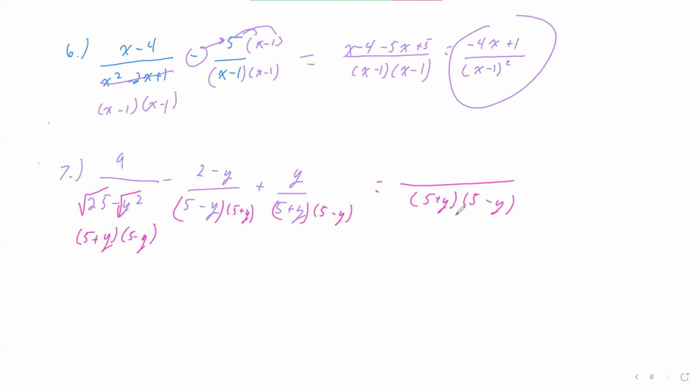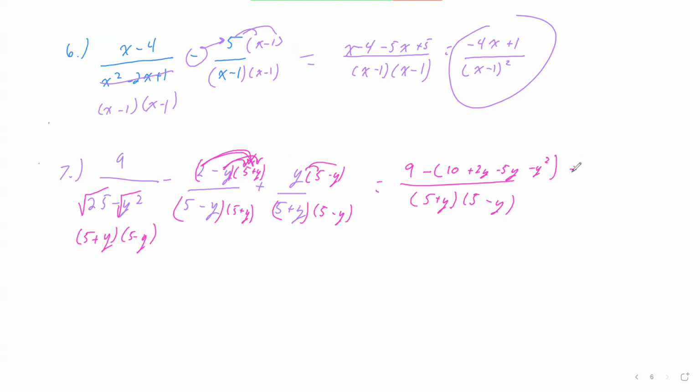Again, it does not pull it back out. This I didn't have to multiply by anything, so it's just a 9 minus, make sure I carry this 5 plus y here, and this 5 minus y here. Got minus, and then I'm going to go ahead and distribute, but I'm going to leave it in parentheses. So 2 times 5 is 10. 2 times y is 2y. Negative y times 5 is negative 5y. And negative y times y is negative y squared.